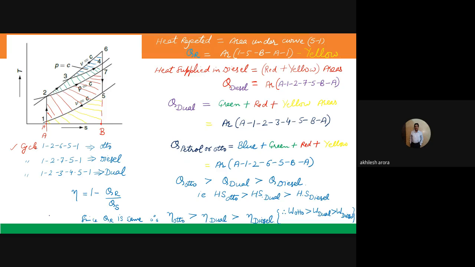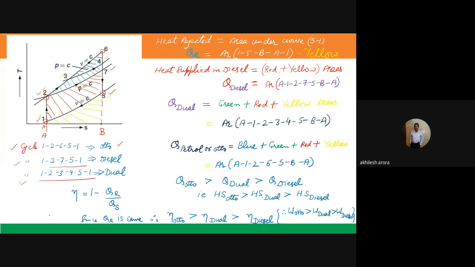So what is 1-2-6-5-1? This is 1-2-6-5-1, so it's basically the auto cycle. Similarly, we have the diesel cycle, which is given by 1-2-7-5-1. And then the dual cycle is 1-2-3-4-5-1. So it is shown here. This is 1, this is 2, this is 3, this is 4, and this is 5, followed by 1.